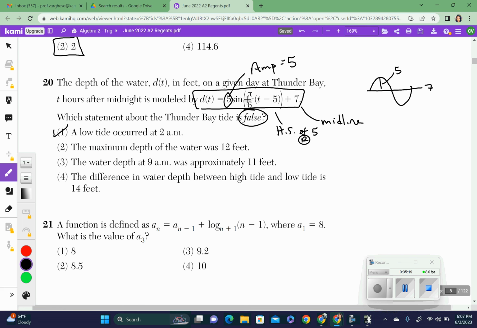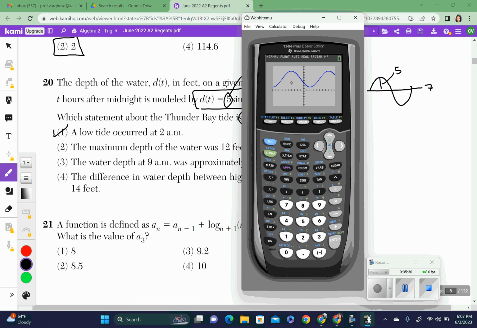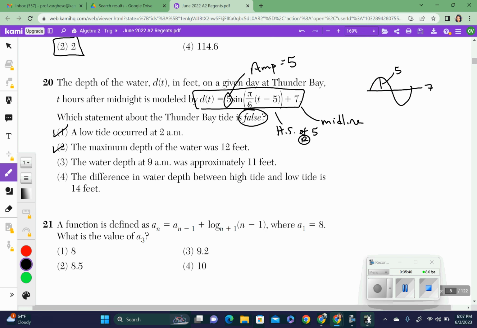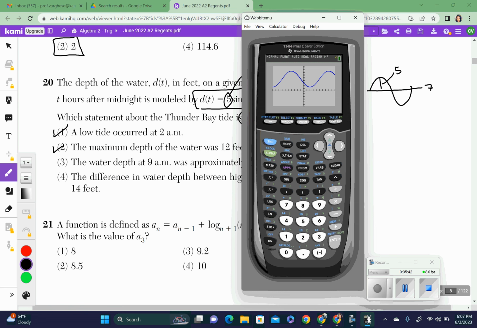The maximum depth of the water was 12 feet. And so if I take a look at that, we kind of already talked about that, right? So if I look at my graph, the midline is 7, 7 plus 5 is 12. So the maximum depth of the water is 12 is a true statement. And again, if you're not really sure about that, if you hit second and you go to the table, you can see that 12 is the maximum depth.